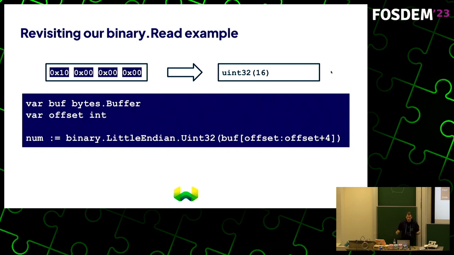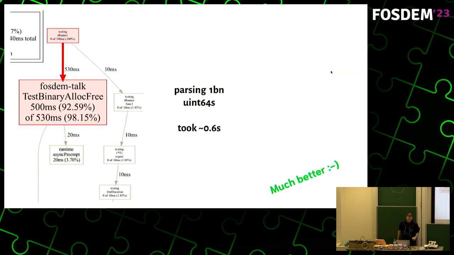And the crazy thing is, this one line needs no memory allocations. So if we do that again, our 1 billion numbers that took 26 seconds before now take 600 milliseconds. So now we're starting to get into a range where this is acceptable for databases. And more importantly, what we see on that profile, the profile is so much simpler right now. There's basically just this one function there.